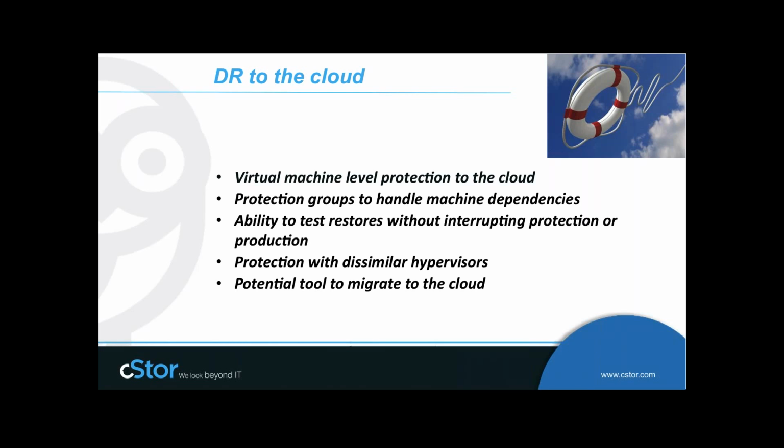There's options for doing protection groups to handle machines with dependencies. For instance, if you have a web server connected to a backend data server, and you want the database server and all of these to be restored at the same time, you put all of them into a protection group and you back them up and recover them at the same granularity. So you can say, boom, I want this entire application set to be brought up in the cloud in the event that there's a disaster, or even, as the next bullet says, to test restores.